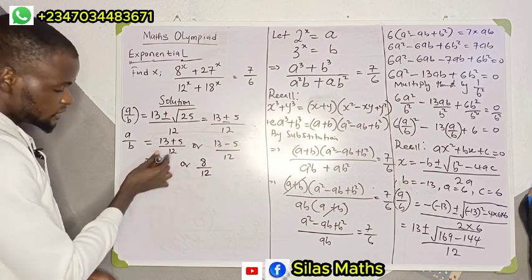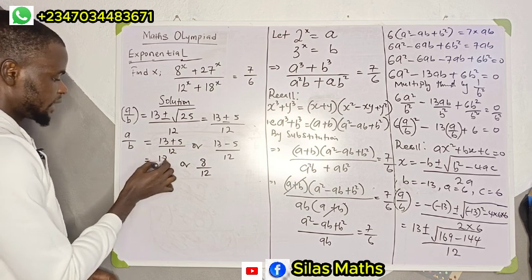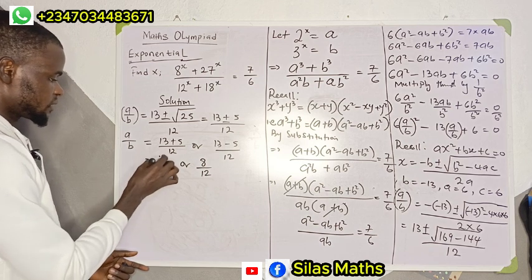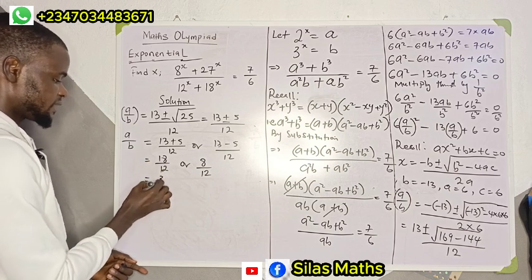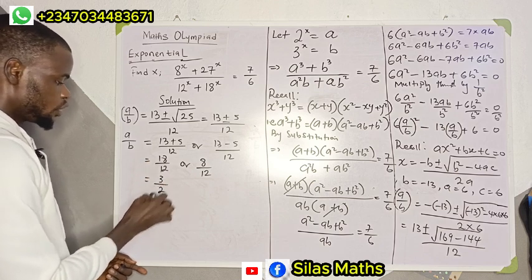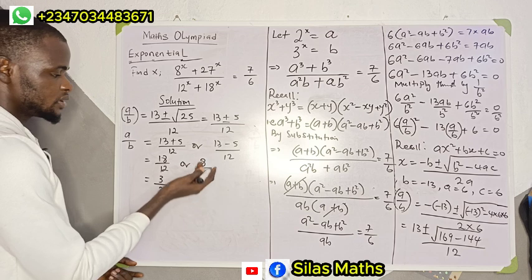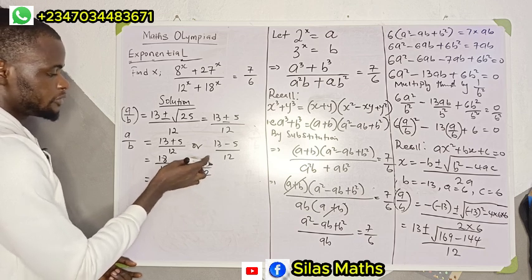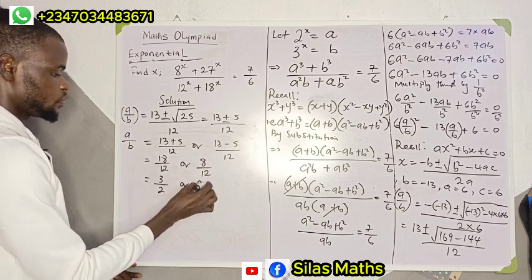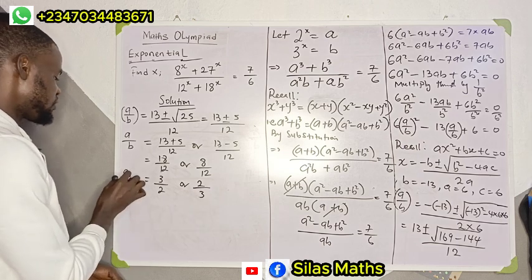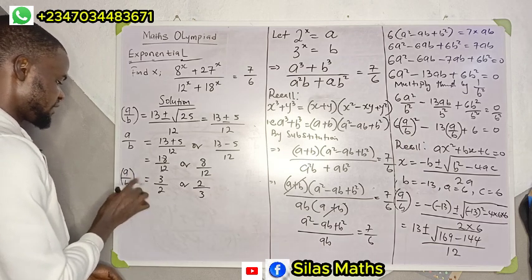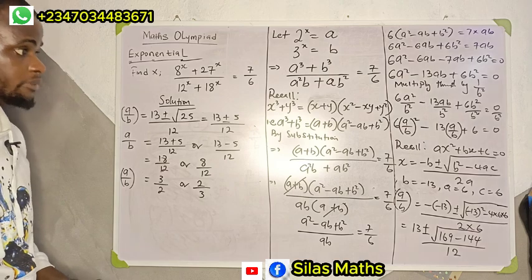So solving further, reducing this into the simplest form, we can say that 6 can divide both sides. 6 in 18 is 3, while 6 in 12 is 2. Or 4 can go in: 4 into 8 will give me 2, while 4 into 12 is going to give me 3. So that means A over B is equal to what? This. That is the value of A over B.